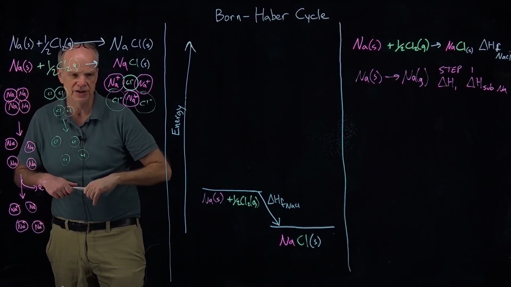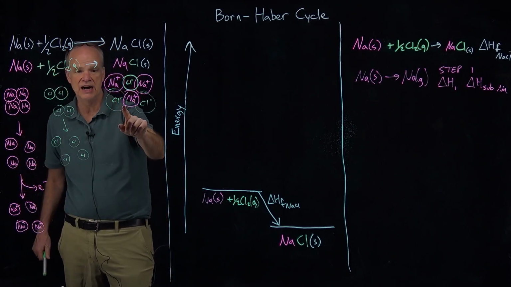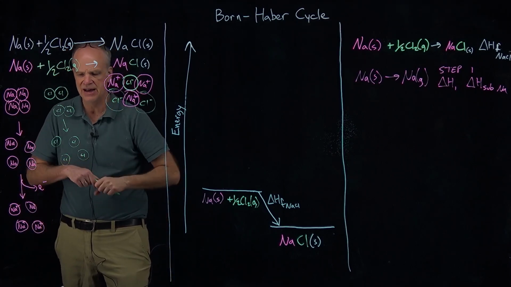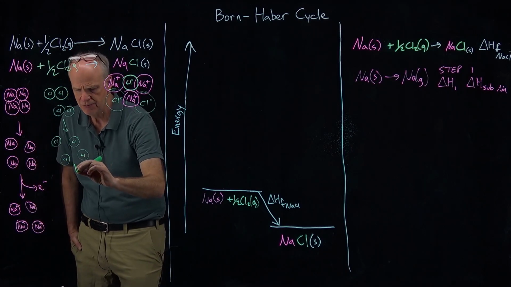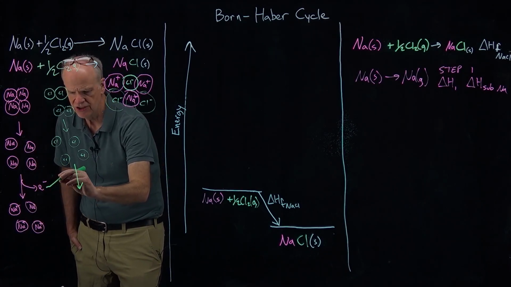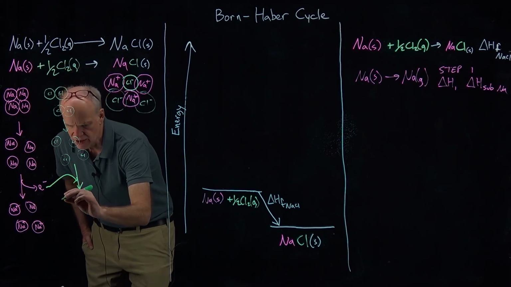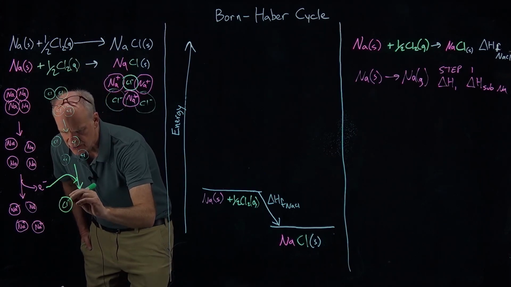So now we've got chlorine atoms, but then we need to get chloride ions. And so how do we handle that? Well, what we do is we have a step where we take the electrons that are released by sodium and add them to the chlorine atoms to get chloride ions like this.